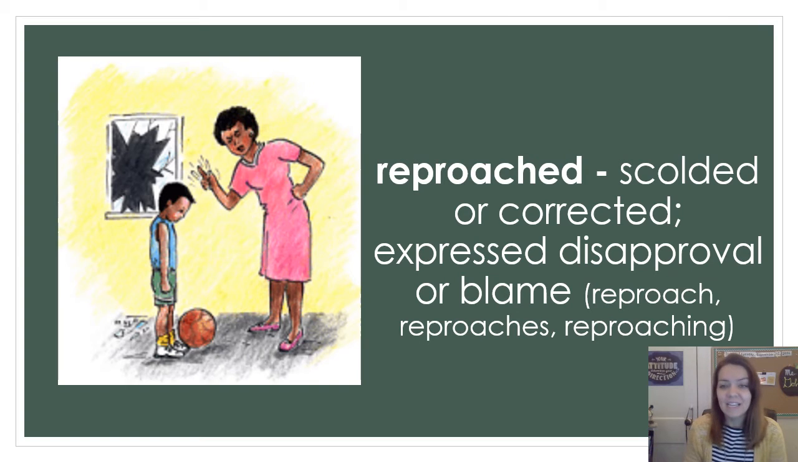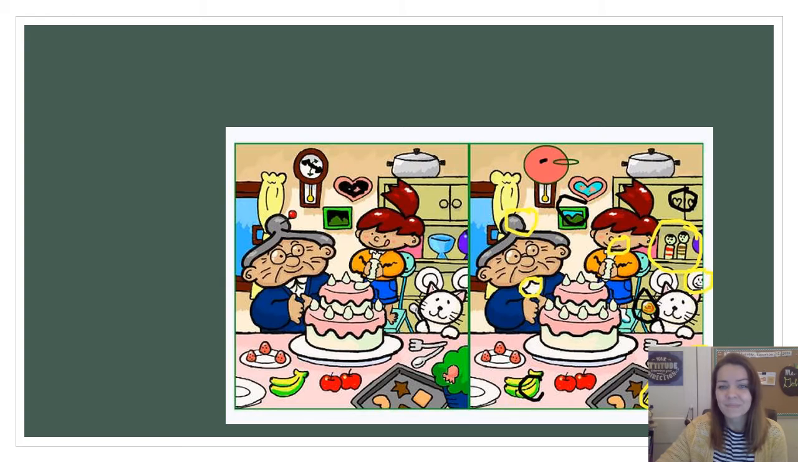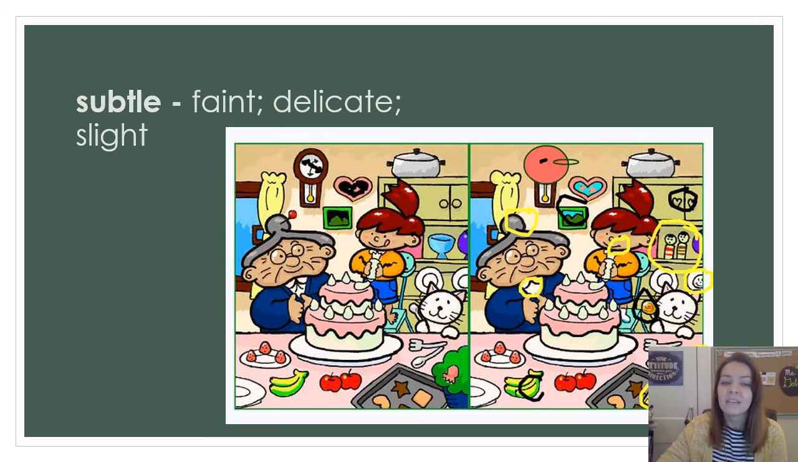Our first word today is reproached. Say it. Reproached. And this means scolded or corrected and expressing disapproval or blame. So you could say reproach, reproaches, or reproaching. And our second vocabulary word is subtle. So this is faint, delicate, or slight. So in these two pictures, there are subtle differences between the two. You would have to look really closely to find them.